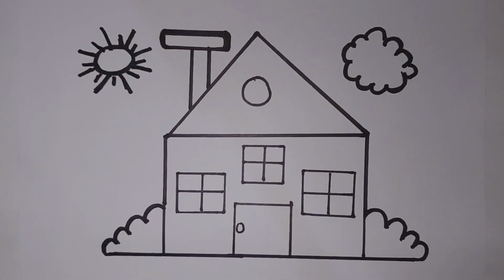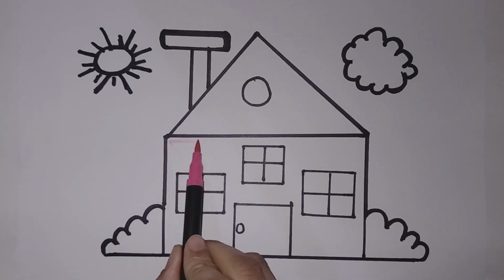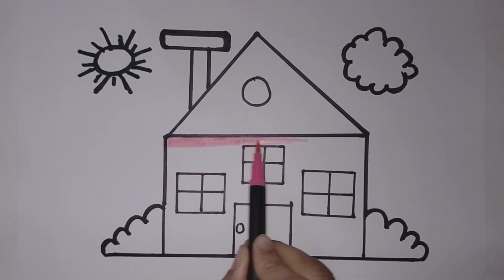Now, we'll add colors to the roof, walls, windows, doors, and house landscape. We will start with the walls in pink.